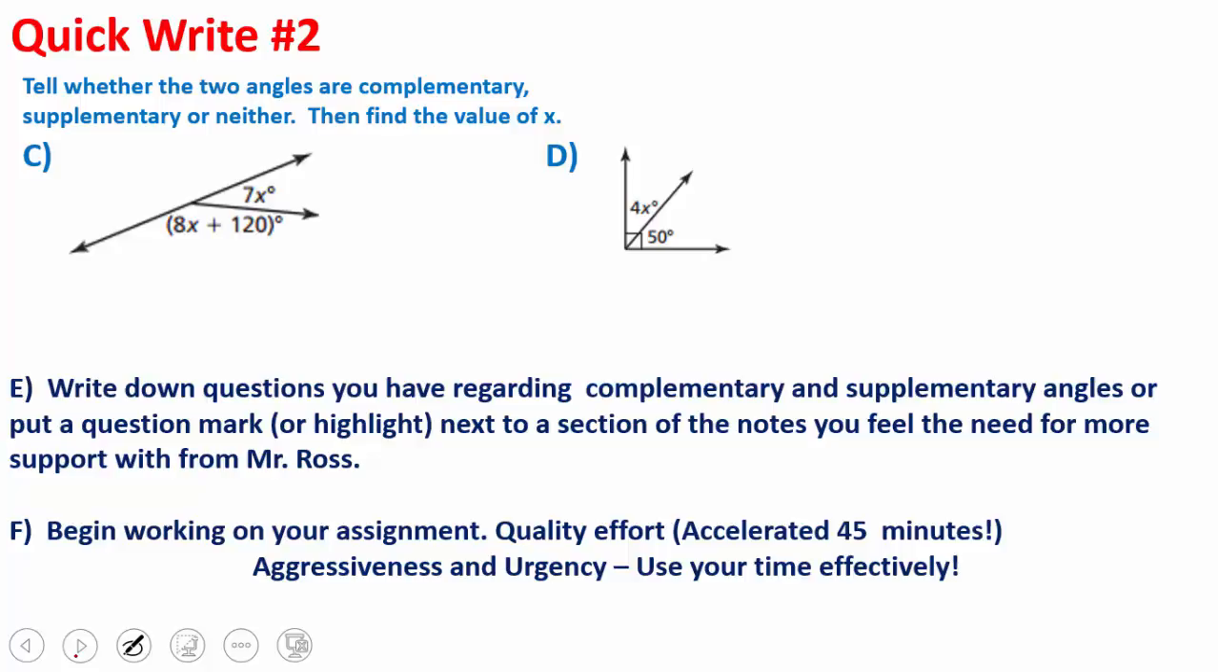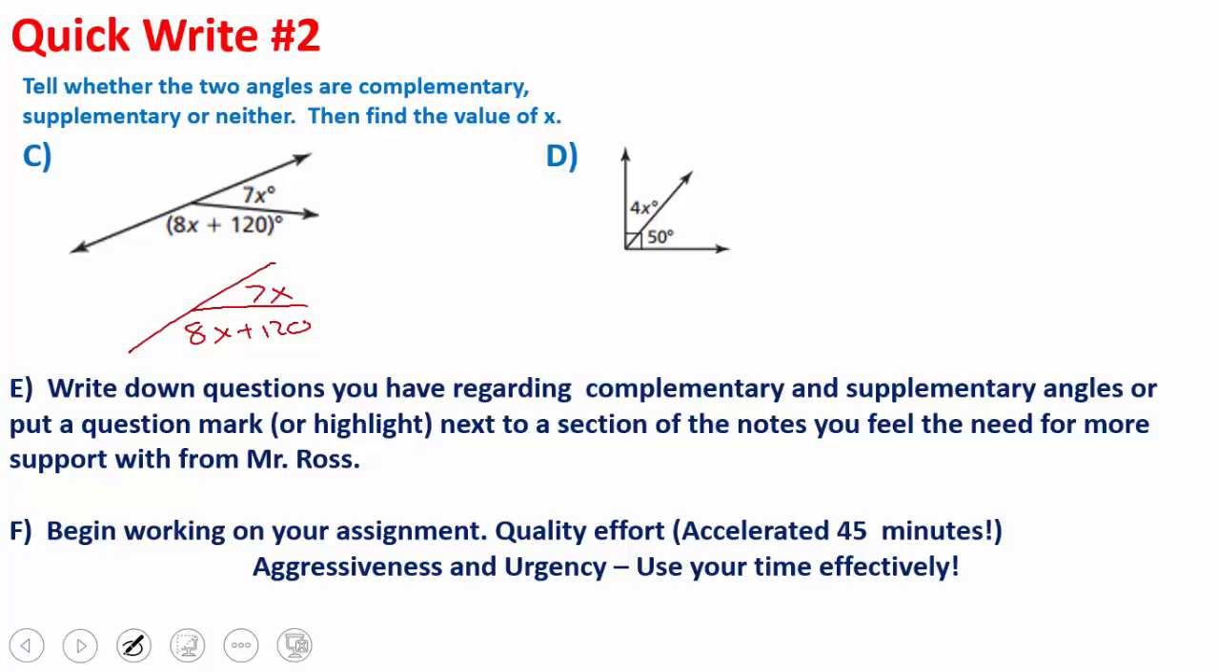All right, tell whether the 2 angles are complementary, supplementary, or neither, and then find the value of x. So what I need you to do with this quick write for C and D, please make a quick drawing. You don't have to be absolutely perfect, but you can draw pretty well. You don't have to draw some sloppy, nasty line, and then label them real quick, and then do the math that we just practiced a moment ago.